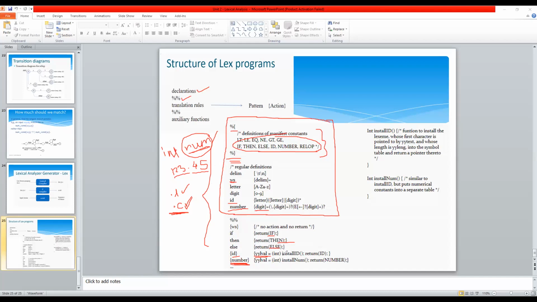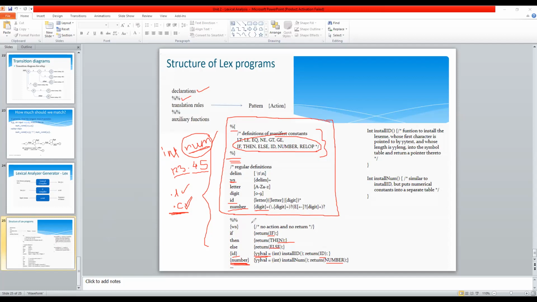So what is the corresponding action you have to take? You have to install that number, that is you have to copy that number and store its value into the symbol table for further use. And then you have to return that number in your C program, because it may be used in the calculation of C program also. So similarly, ID and number you have to return into the C program.